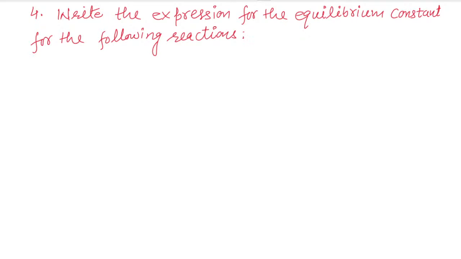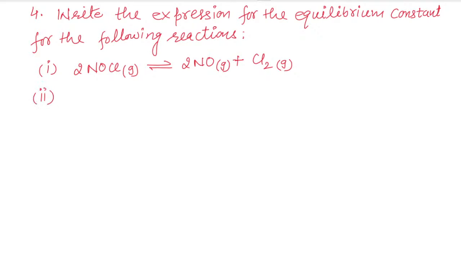Okay, first reaction is 2 NOCl gas to give 2 NO gas plus Cl2 gas. Okay, this is the first reaction. Now let us do one by one. For the first reaction, let us write the expression for the equilibrium constant.